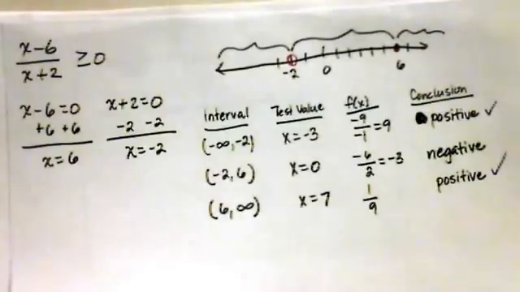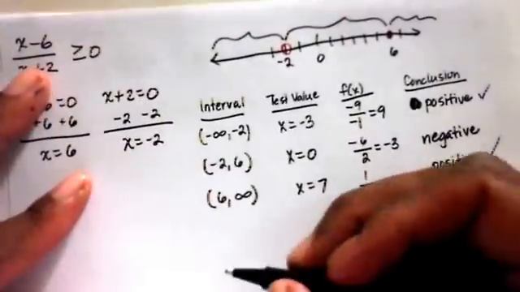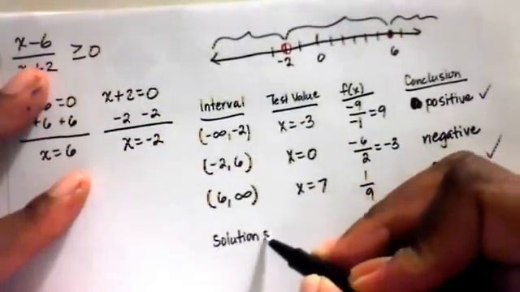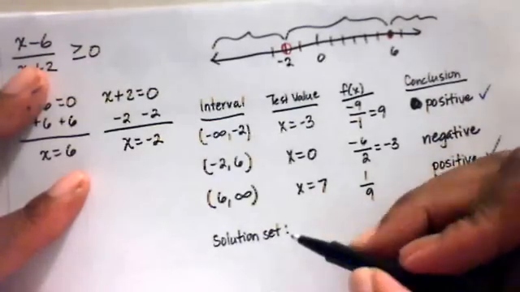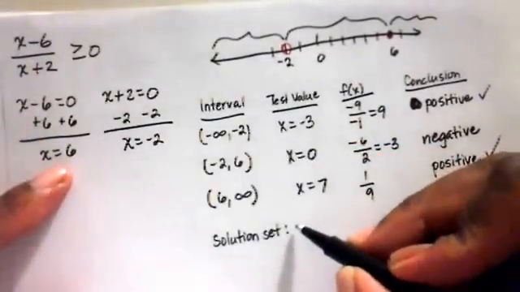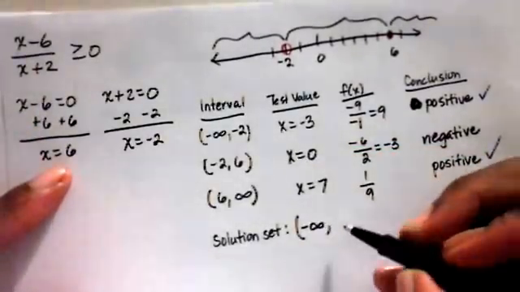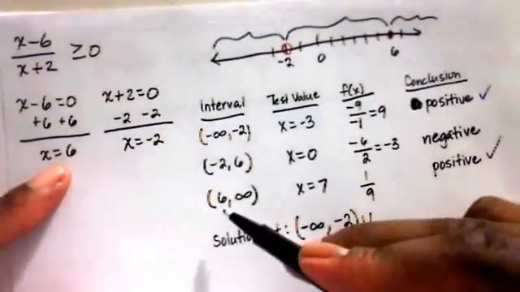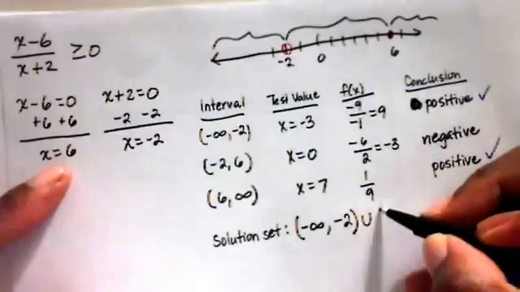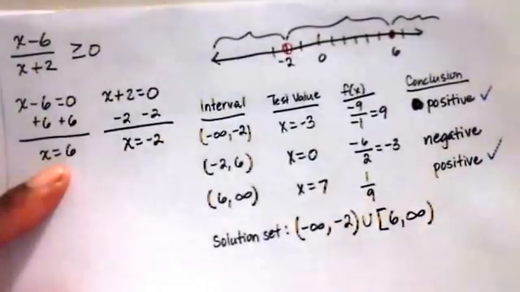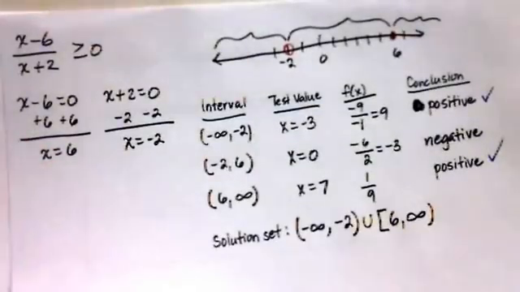Now, let's be careful how we write the solution set as our final answer, because at negative 2, we know the denominator is going to be 0, so we can't include negative 2, because we'll get a 0 in the denominator. So this will be negative infinity to negative 2 with the parentheses here. Negative 2 won't be included, but 6 will be included, so we use a bracket: 6, infinity. Okay, does everyone see this?